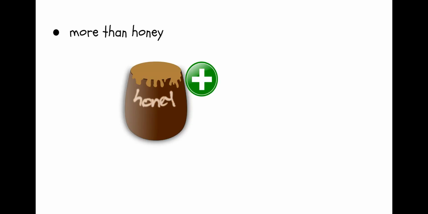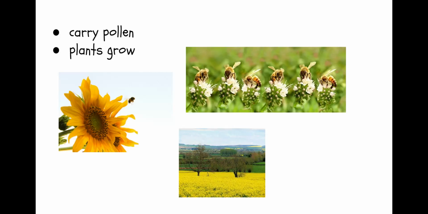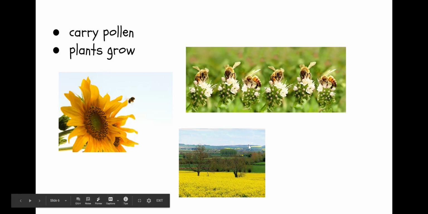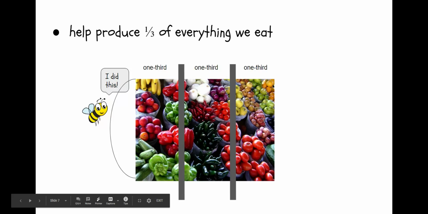So I'm going to think in my head, I learned that insects make more than honey. So the picture in my head was a little honey pot and then that plus symbol to show me that it's more than just honey. I also learned that they carry pollen and help plants grow. So the picture in my head was that the bee was going to the flower to get that nectar and get some of the pollen and then go from flower to flower and producing a lot more plants.